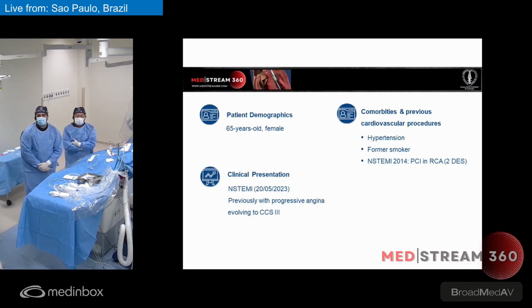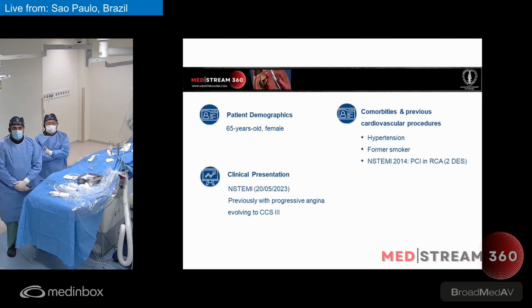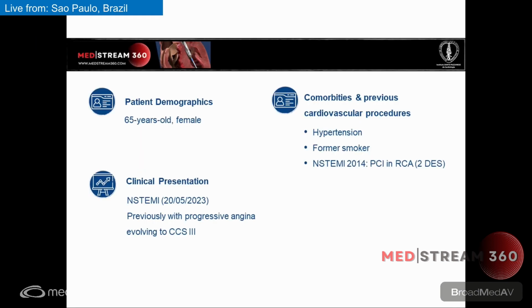Patient case. We have a 65-year-old female. She presented to the emergency department with a non-ST elevation MI in late May. Previously she had progressive angina, evolving to CCS class 3. Her comorbidities are hypertension, and she's a former smoker with about 30 years of smoking. She had an ST elevation MI in 2014 and had PCI to the right coronary artery with 2 drug-eluting stents.